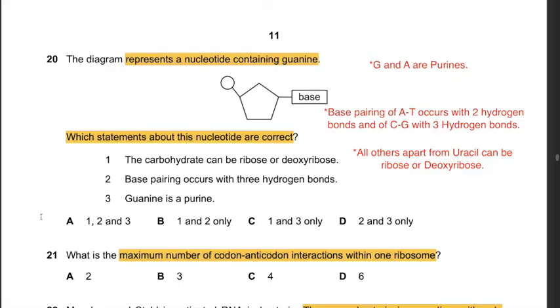Base pairing of A and T occurs with 2 hydrogen bonds, whereas of C and G it occurs with 3 hydrogen bonds. Therefore, yes, statement 2 is also correct. Base pairing of guanine occurs with 3 hydrogen bonds. Statement 1. The carbohydrate can be ribose or deoxyribose. All the other nucleotides apart from uracil can be ribose or deoxyribose. Only uracil can be ribose, leaving us with the answer being A, 1, 2 and 3.